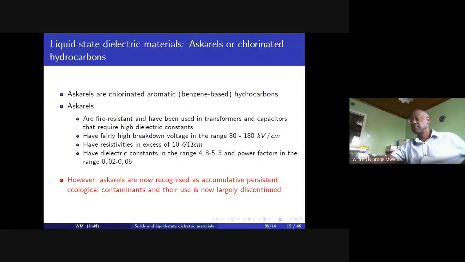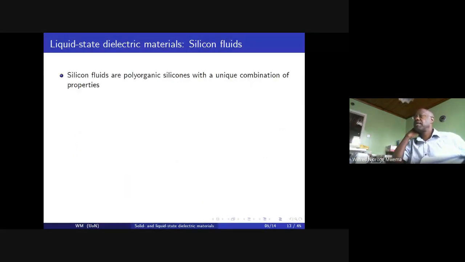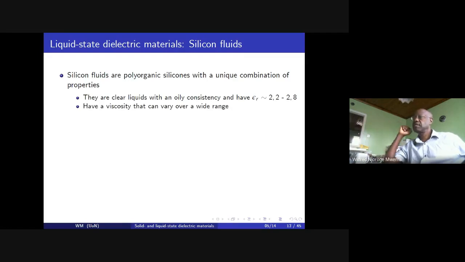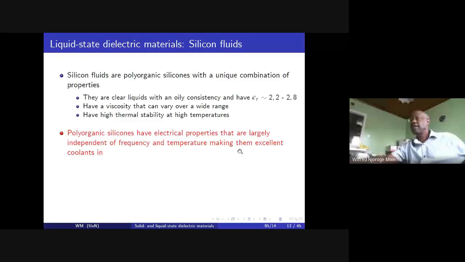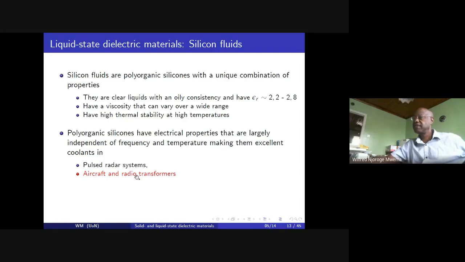So the silicone fluids are polyorganic silicones with a unique combination of properties, such as they are clear liquids with an oily consistency and have epsilon R between 2.2 and 2.8, and have viscosities that vary over a wide range, have high thermal stability at high temperatures, and polyorganic silicones have dielectric properties that are likely independent of frequency and temperature, and therefore they are very nice in electronic systems, making them excellent coolants in pulsed radar systems. These are radar systems that use pulses rather than continuous wave, to increase the power that the radar system can operate at. We have them in aircraft and radio transformers.